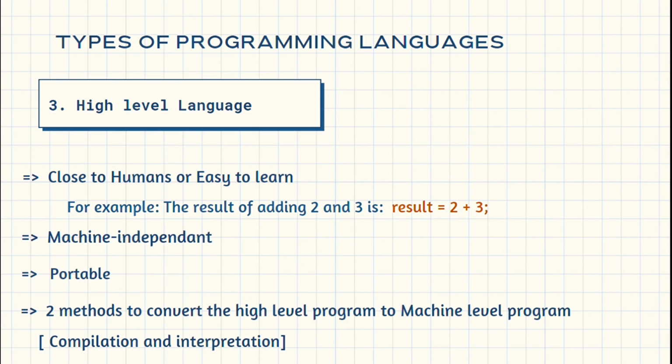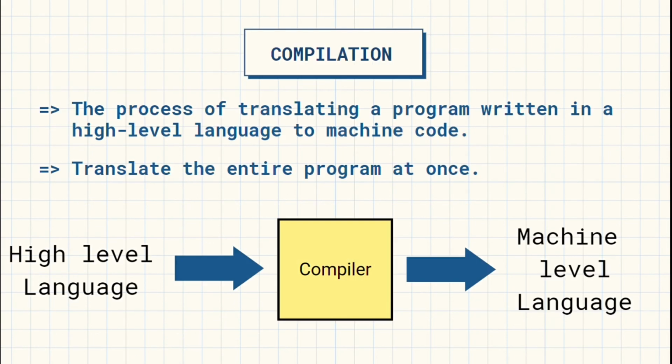The compilation method, which uses a program called the compiler, is a process of translating a program written in a high-level language to machine code. The compiler will read the program, translate the entire program into the machine code, and put it into action.